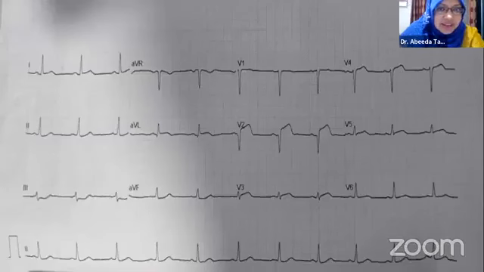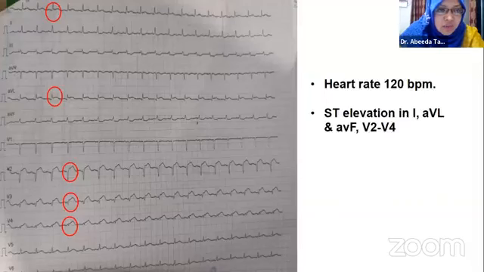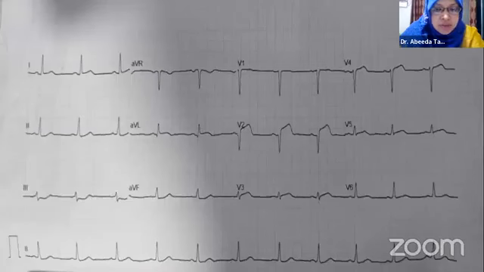So actually, that ECG was taken 1 month ago. So when she presented to our center, this was her ECG. And here we can see that there is still ST elevation in lead 1 and AVL, and there is Q wave in V1 and V2, and there is also ST depression in lead 3 and AVF.